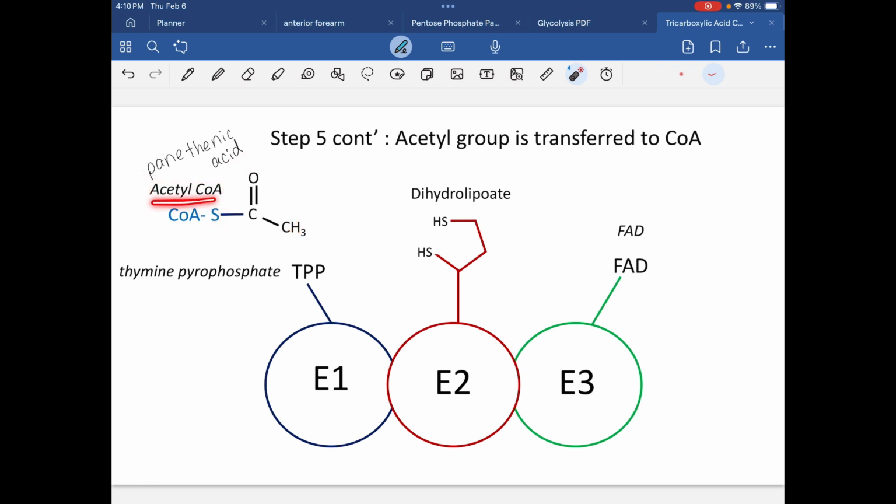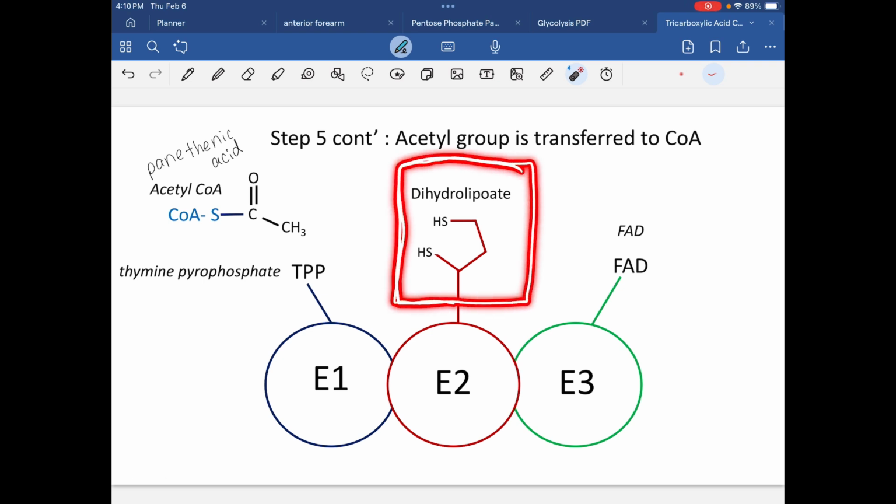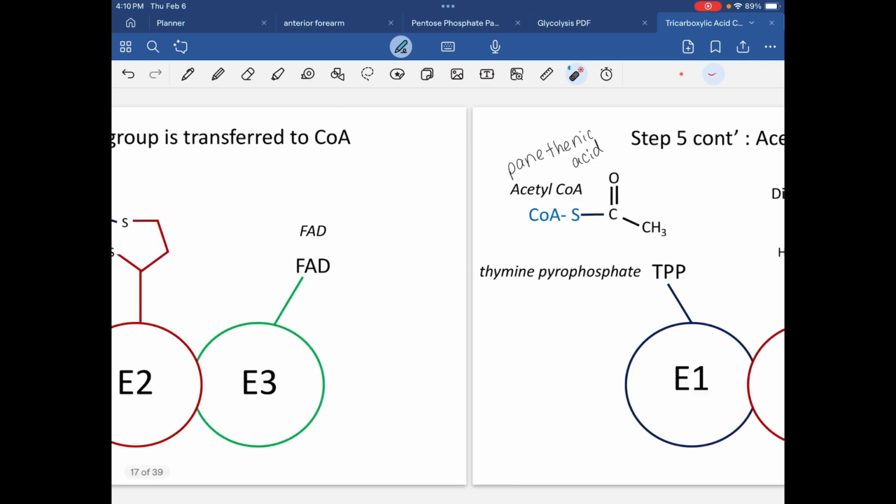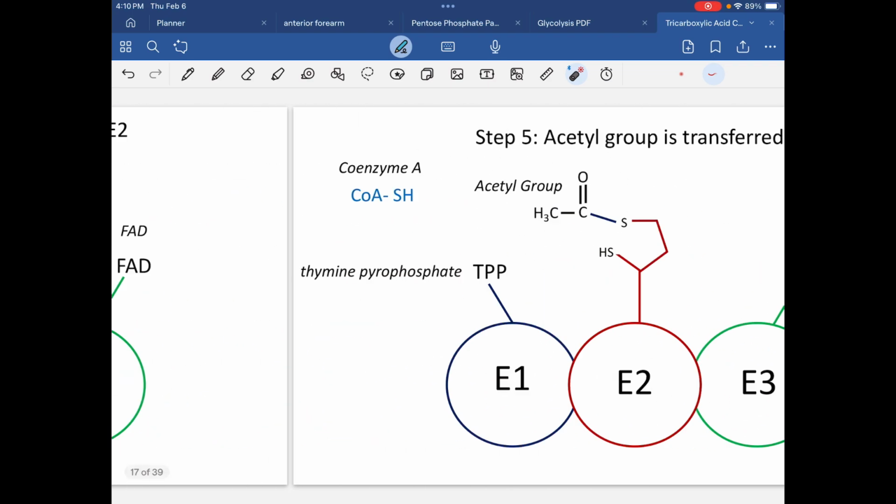So that is what our end product of pyruvate processing is, that we need to go into the citric acid cycle. But we're not done. It would be really inefficient if we stopped here, because notice what we have here. This is where the lipoic acid used to be, but now it's dihydrolipoate. Let's compare this structure to the original structure.